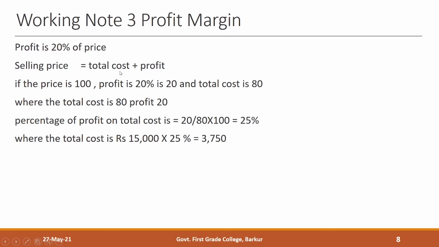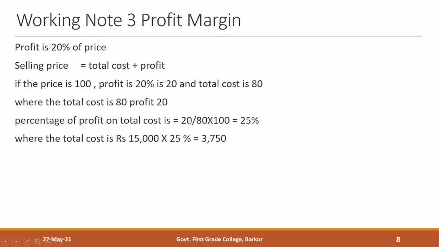If the total selling price is 100, then the profit margin should be 20% of the selling price. So cost will be 80. That is 100 is equal to dash plus 20. That means this should be, fill in the blanks, 80. That means my total cost, which I have already arrived at, my total cost is 15,000. Is 80%, then what is the profit margin?